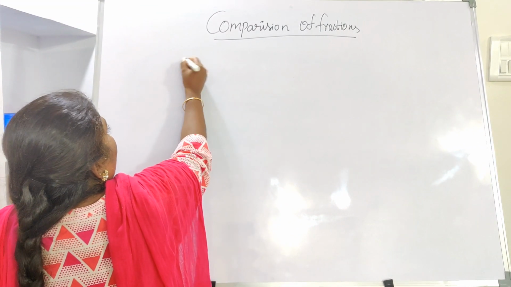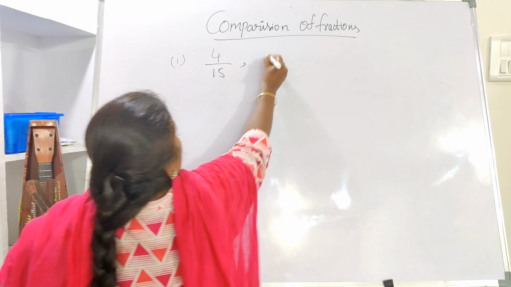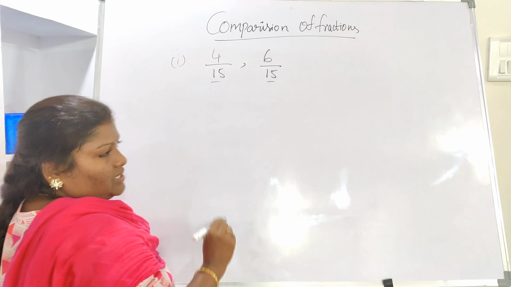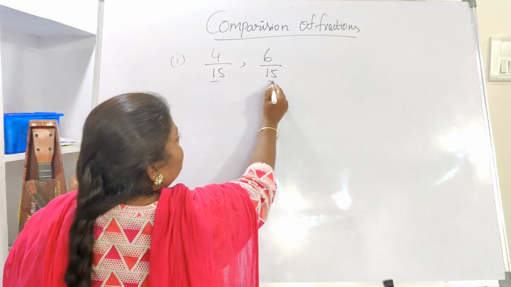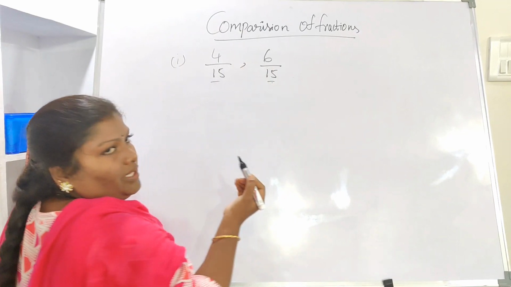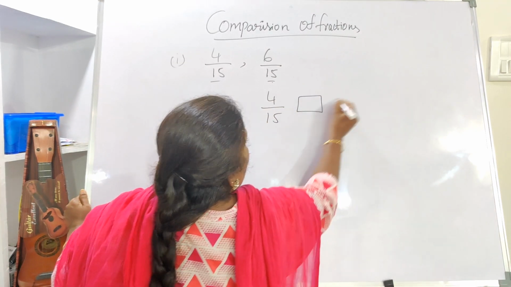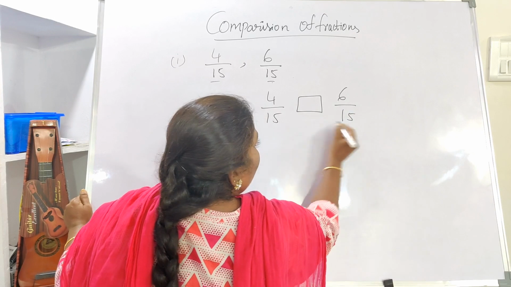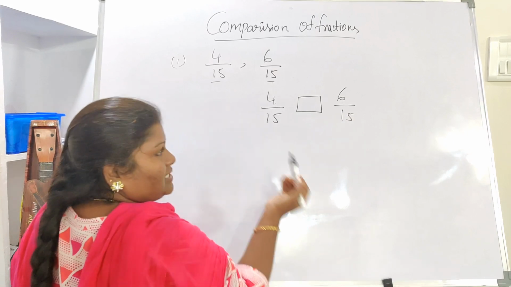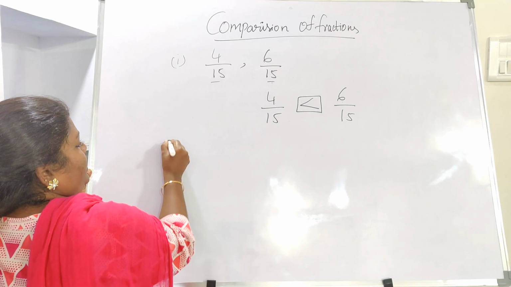So let me take an example of 4 by 15 and 6 by 15. Now you can see here that the denominators are both same. Now because the denominators are same, the fraction which has the greater number in the numerator will be the greater. So for example, 4 by 15, 6 by 15. Because the denominators are same, check for the numerators. Now which is bigger, 4 or 6? 6 is bigger, so this fraction is greater.